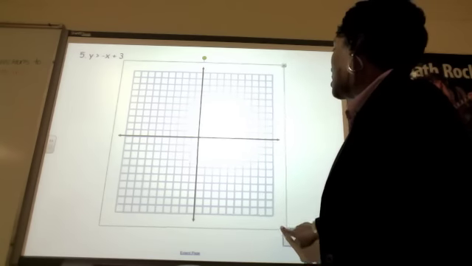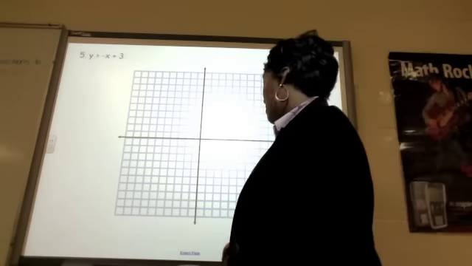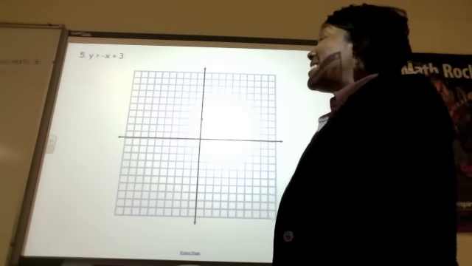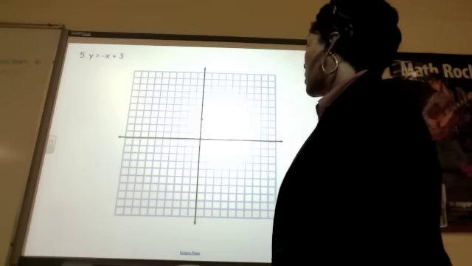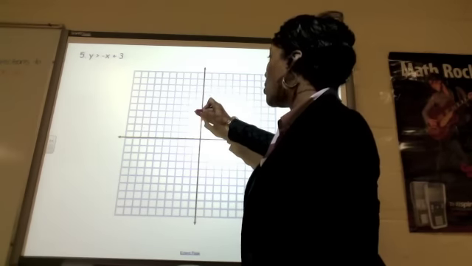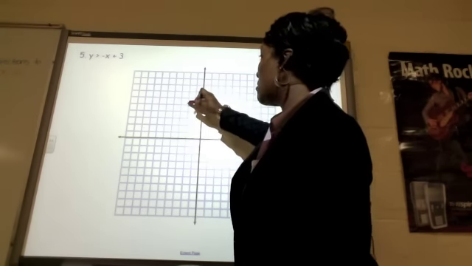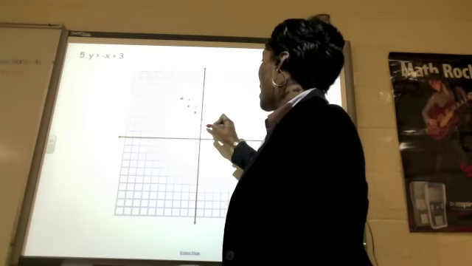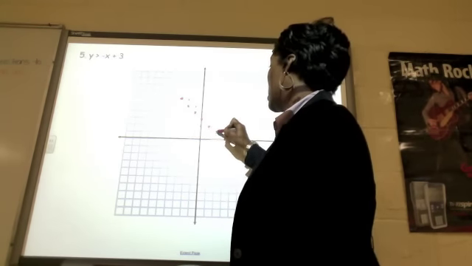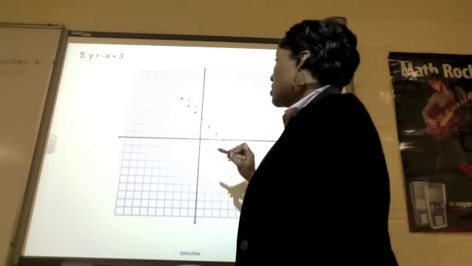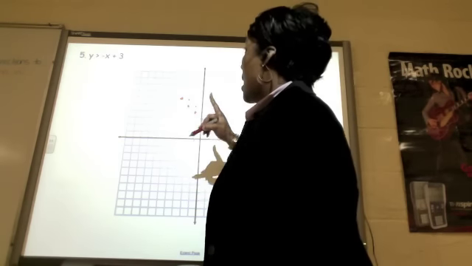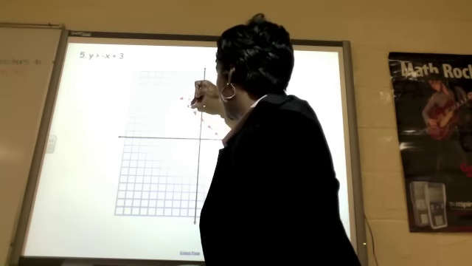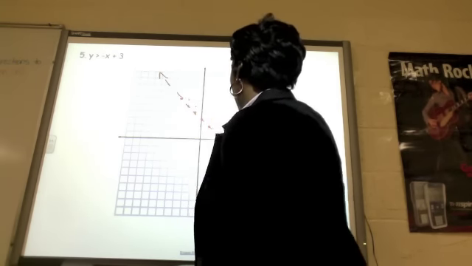Again, y-intercept is 3. It's a positive 3. Well, my slope is negative 1. So I'm going to rise 1, run 1. Rise 1, run. Do it again. Rise, run. Plenty of dots. Okay? My line should be dotted, dashed, whatever you want to call it.